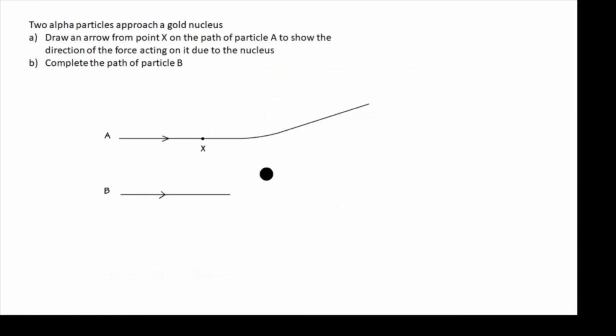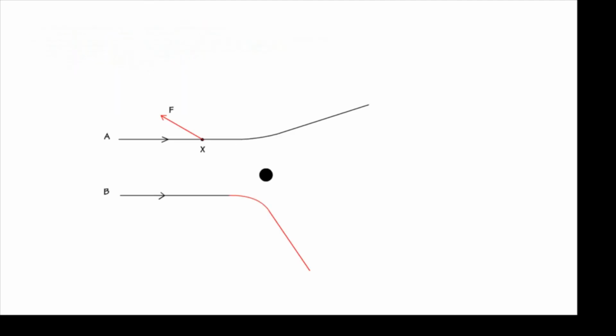This is an exam question which might come up. Two alpha particles approach a gold nucleus. Draw an arrow from point X on the path of particle A to show the direction of the force acting on it due to the nucleus, and complete the path of particle B. I'll give you a second to have a think about that, and the answer is like this.